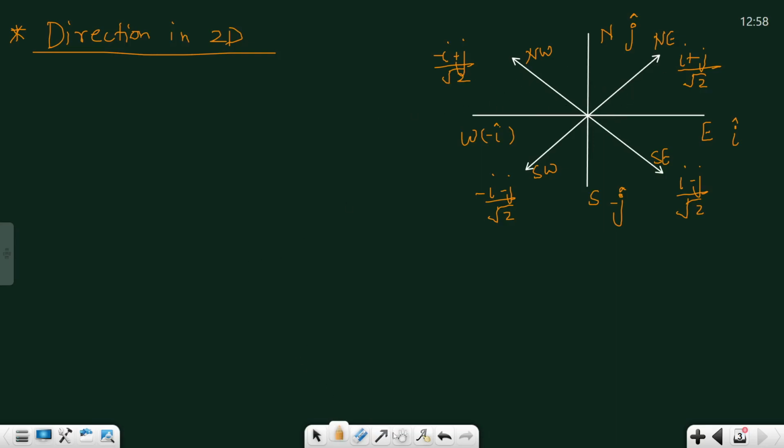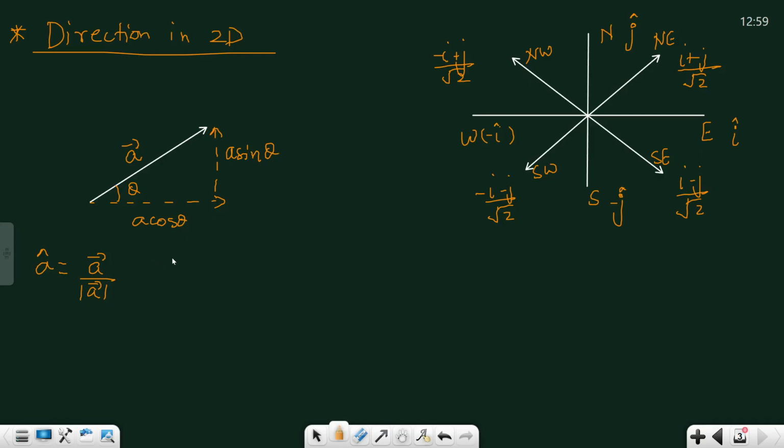How will we find it? Whenever you draw a vector, suppose you draw something like this. This is the vector A, making some angle theta. Clear? Now you have to find the unit vector of A. What will be the A unit vector? It will be the A vector divided by the magnitude of A. Clear? So A will have two components: one is A cos theta and one is A sin theta. Is it correct?